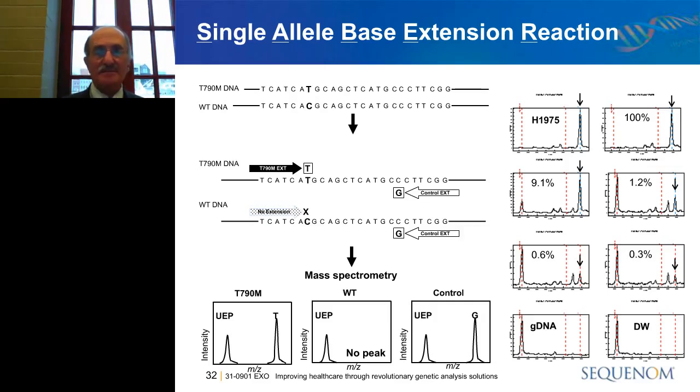And if we watch that peak in a set of spiked samples, you can see that even at less than 1% mutant, we see a very distinct peak in the mass spectrum that identifies the mutant. We call this technique SABER, S-A-B-E-R, and this version of it is a little tricky, but in a few minutes I'll show you another version that's more robust.